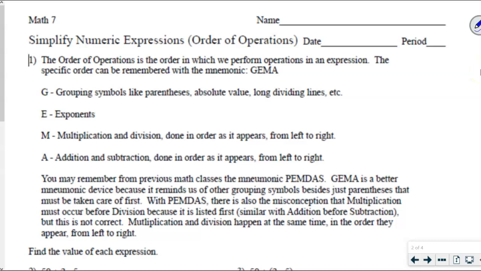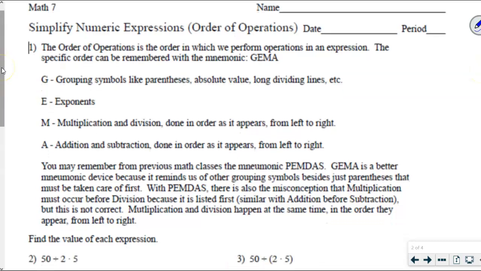You have probably heard the order of operations before, just like you've also heard words like expression before. What do they actually mean? The order of operations, you need to understand this, is simply the order that we do operations in an expression. It's the order that we perform them.